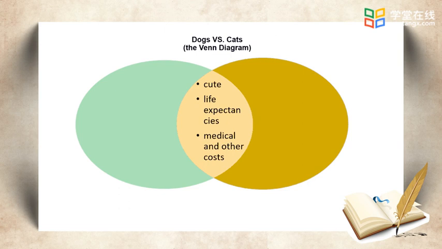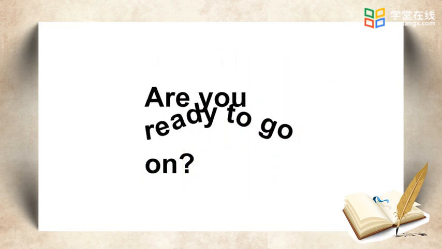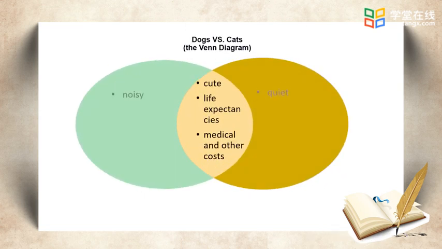Similarities cannot lead us to a decision, therefore let's spend more time on the differences. Now, take a small pause and think about the differences for 3 minutes. Are you ready to go on? Dogs bark, and it is usually loud and therefore noisy. By contrast, cats are quiet. Even though sometimes they mew, the noise is much softer.